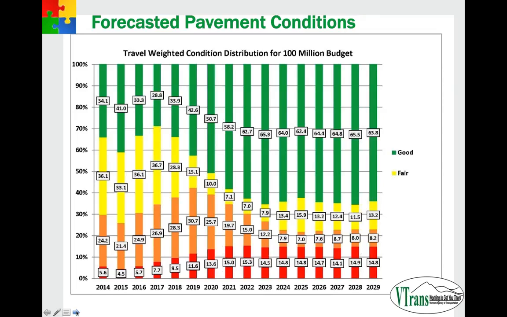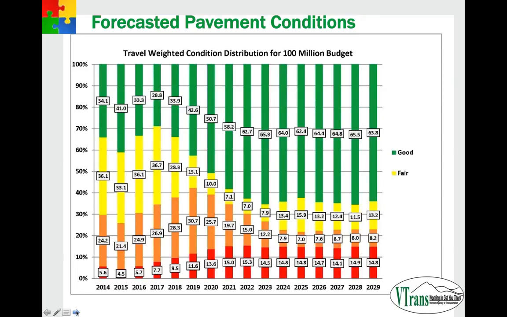This slide looks a lot like the slide from 2 slides ago. However, this is actually the weighted condition distribution based on a $100 million budget projected out for the next 15 years. I just cut it off at 15 years. It did go all the way out to 2035.